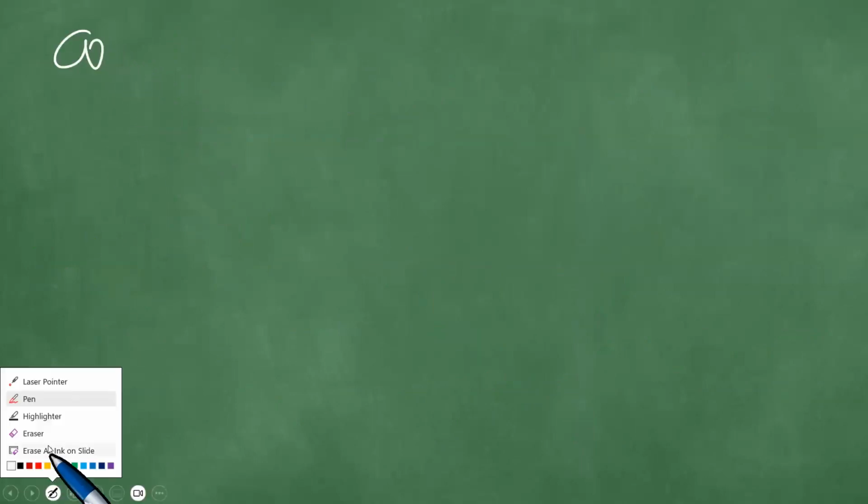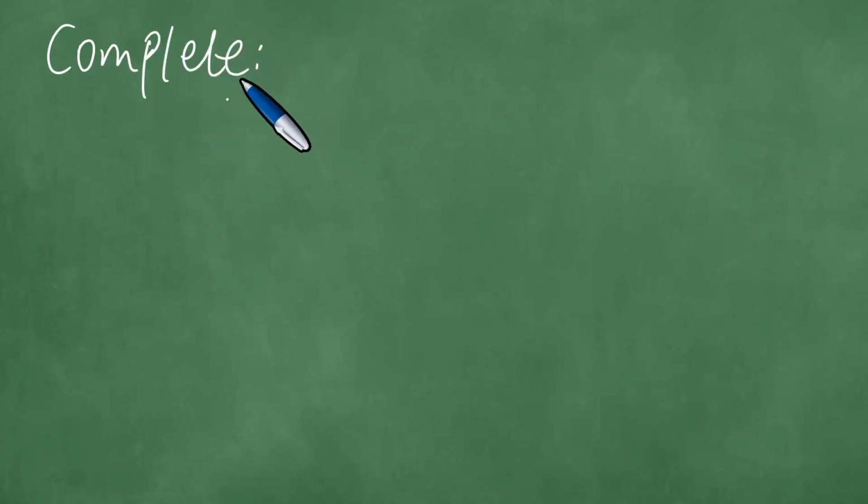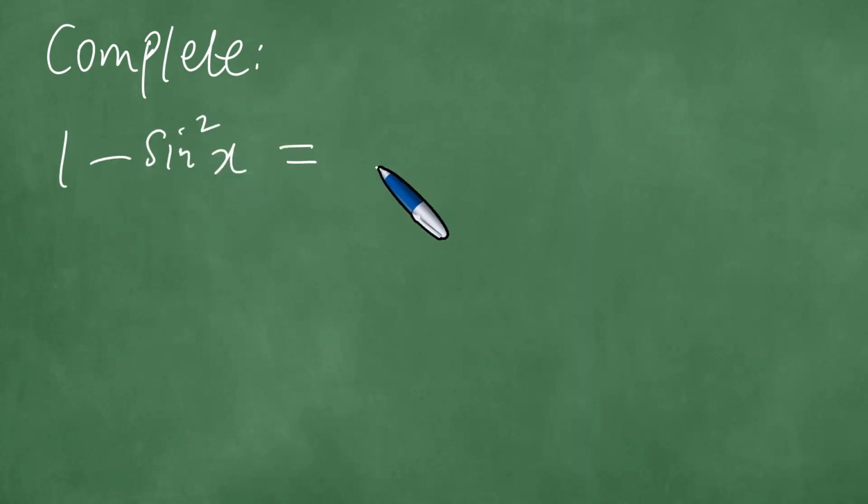Let's look at the next question, please. We must also learn to complete. Let's just complete a couple of things. If you need to complete 1 minus sine squared x, it is equal to what?